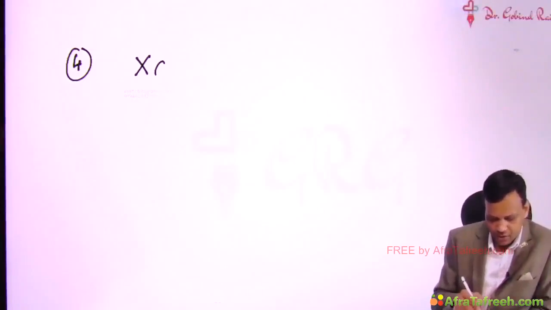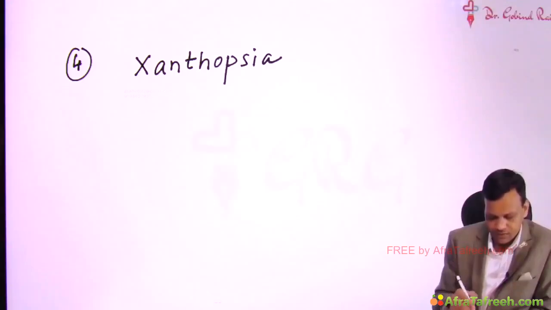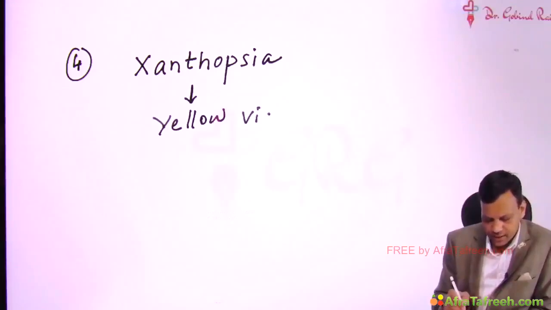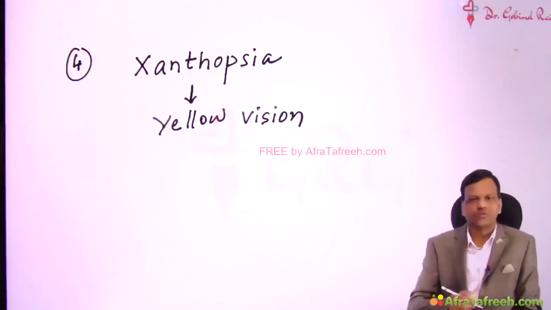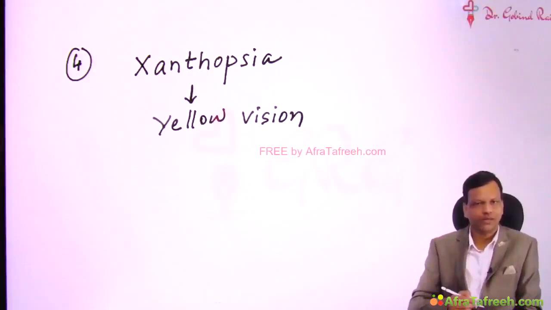Lastly, digitalis can cause color vision defect, which is called xanthopsia. The other term for xanthopsia is yellow vision. So digitalis can result in color vision defects called as yellow vision defect, xanthopsia. So these are the main adverse effects of digoxin.